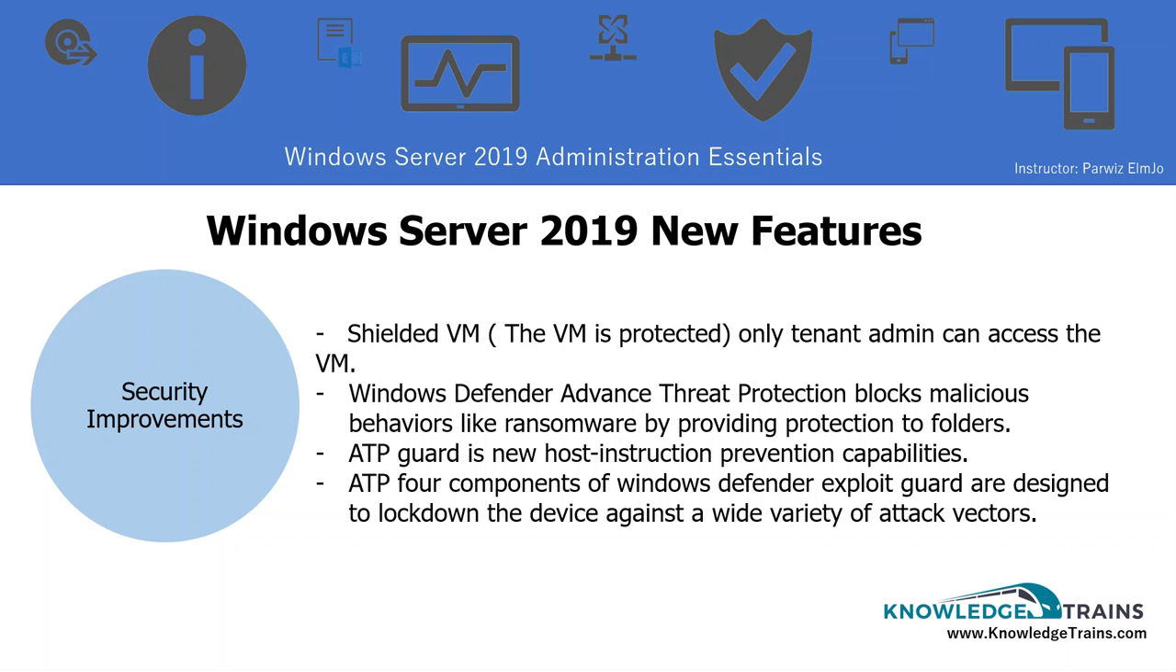And there is another part to it. How does it actually work? The way the shielded VM works is that there is a host guardian service that helps us protect the fabric. The host guardian service checks to see if the hosts are allowed to run the shielded VM. If the host is not allowed to run it, you will not be able to start that virtual machine.